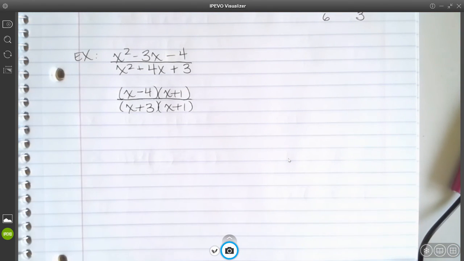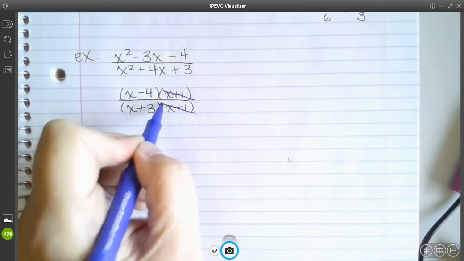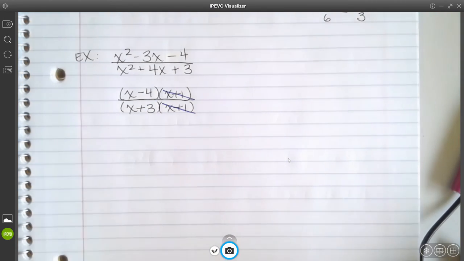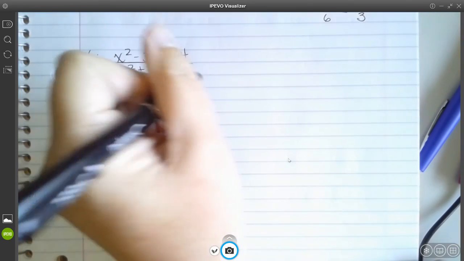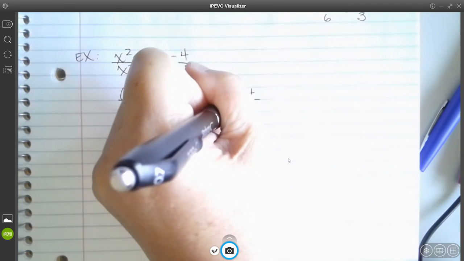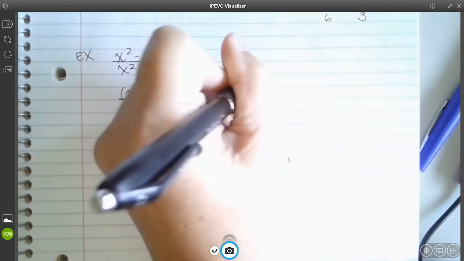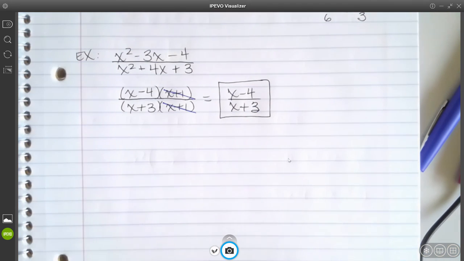So this is why factoring is so important, and why you should be able to factor with a certain amount of speed. Again, see how I have these x plus 1s? They're the same, so I can cancel them out. They eliminate, and so I am left with x minus 4 over x plus 3. And I have simplified my problem.